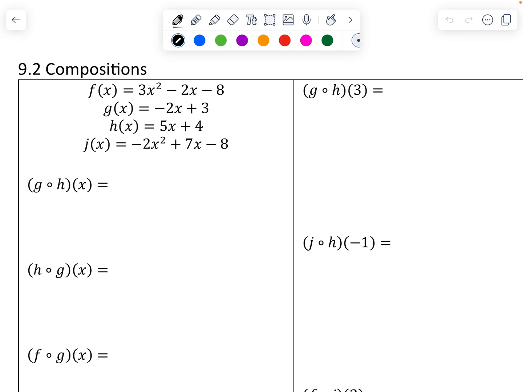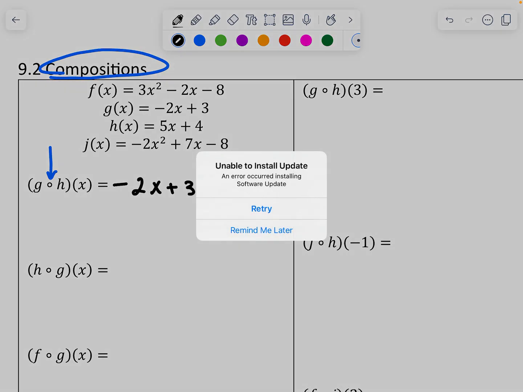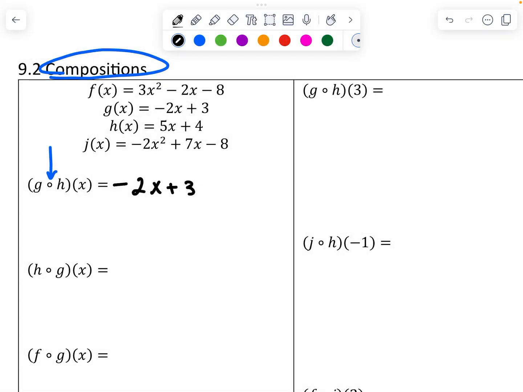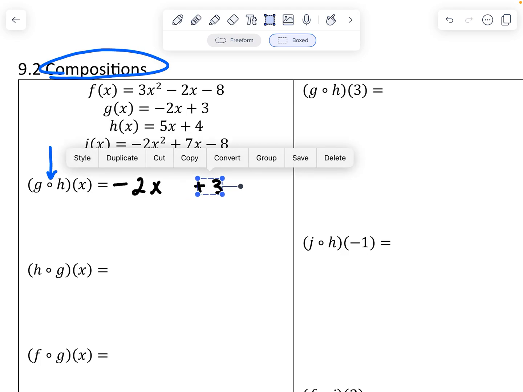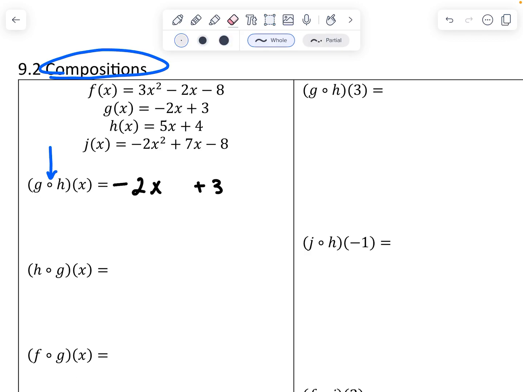So basically what we're going to do is this open circle right here means composition. And we're going to start with function g. And function g is negative 2x plus 3. But instead of 2x plus 3, we are going to remove the x and make it a parenthesis. So we're going to take the x out, and we're going to put a parenthesis in its place.